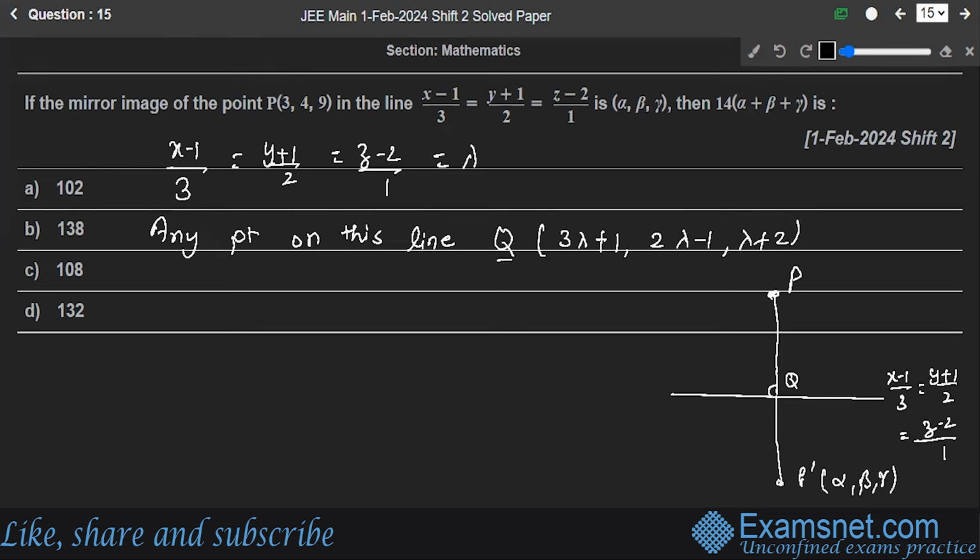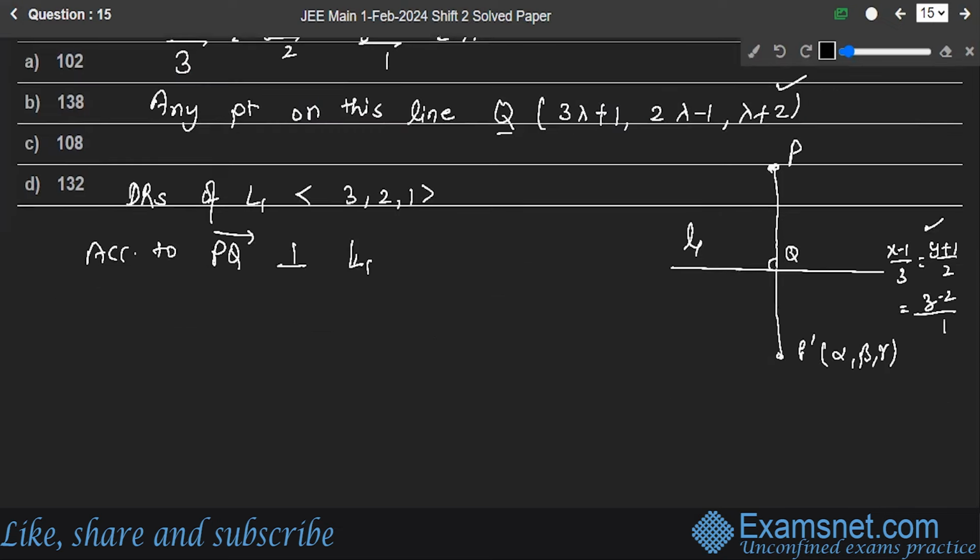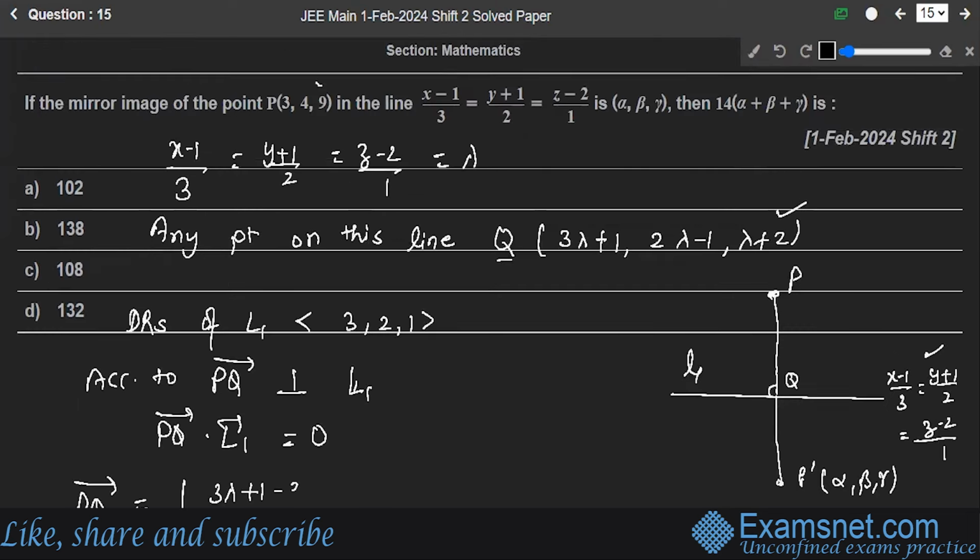Now, any point, let's say Q, on this line is given by these coordinates, and what are the direction ratios of this line? Let's say this is line L1. Direction ratios of L1 will be given by 3, 2, and 1. Now, according to the question, PQ is perpendicular to L1. So that means your dot product PQ dot L1 will be equal to 0. What is your PQ vector? I have to find out. Let's go with this first. PQ will be given by 3 lambda plus 1 minus 3, because the P point is this (3, 4, 9).